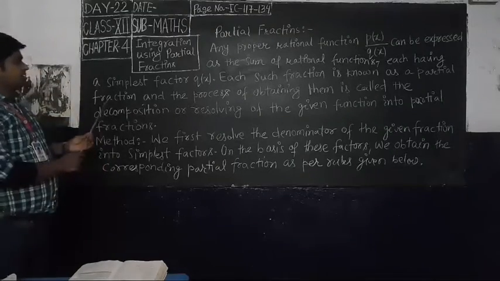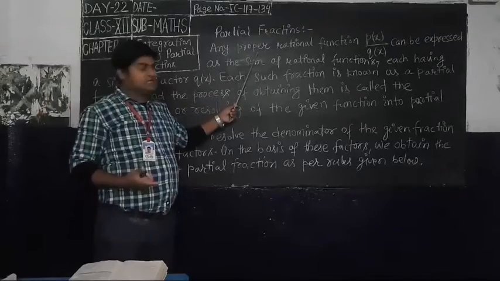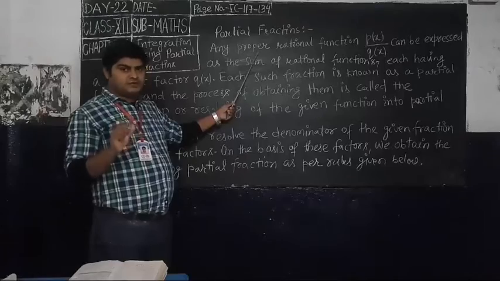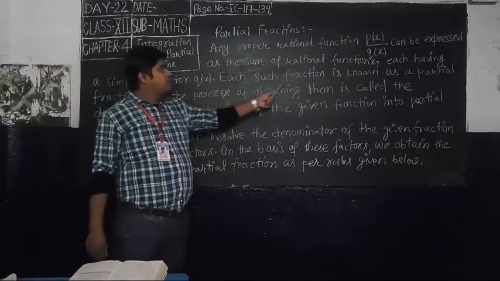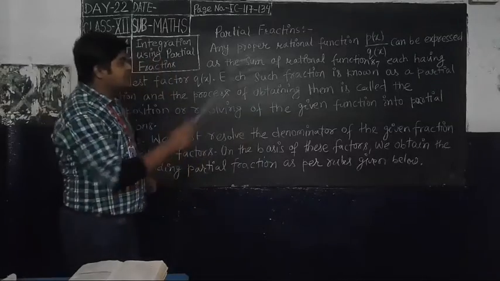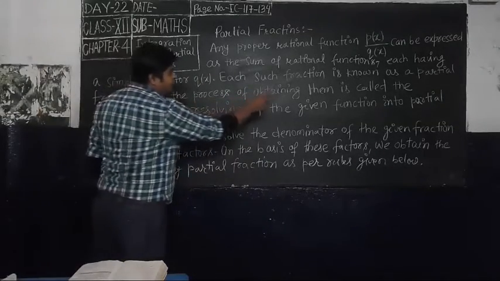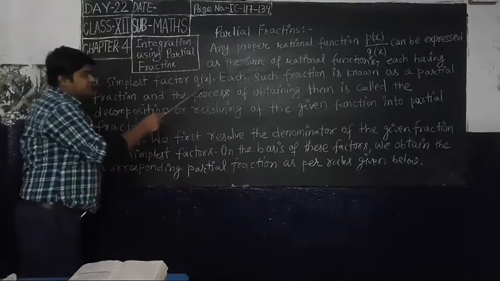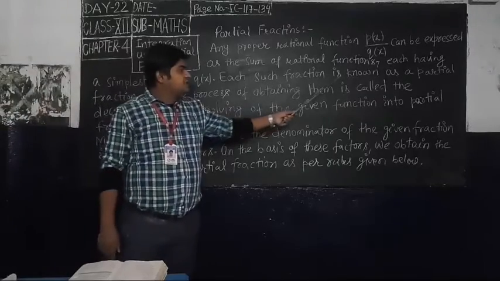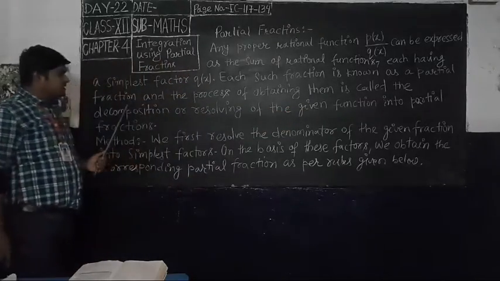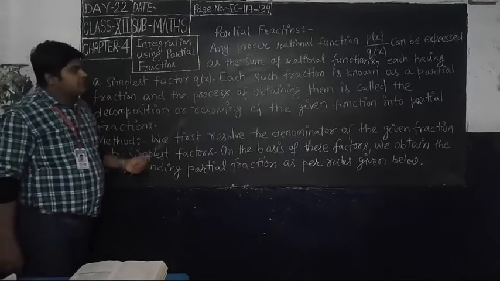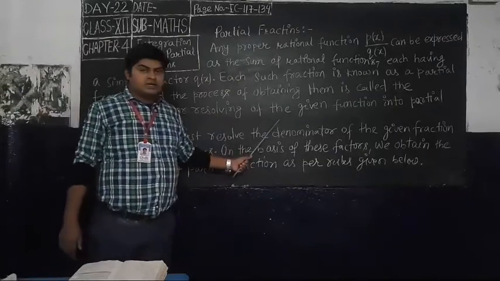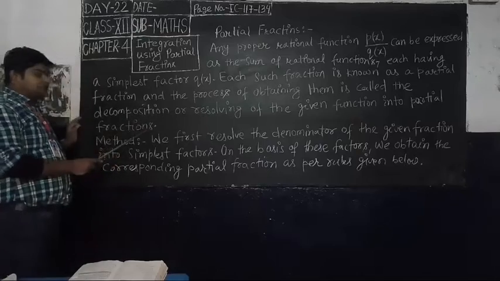Listen once again. Any proper rational function, that means the numerator has a lesser degree compared to the denominator, p of x by q of x, can be expressed as the sum of rational functions each having a simplest factor of q of x. Each such fraction is known as a partial fraction, and the process of obtaining them is called the decomposition or resolving of the given function into partial fractions.